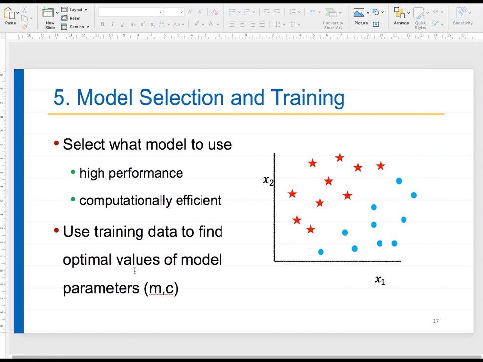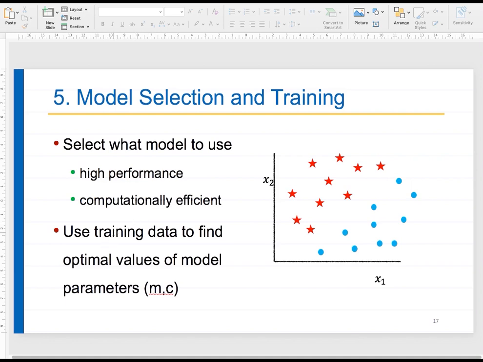Different models have got different trade-offs. Some models are easy to train but low in performance. Some are very high in performance but they need huge amounts of data for training, let's say neural networks. Some will give good performance but are very time consuming, a lot of processing is required, so you cannot use them on your mobile phone, let's say. If you want to deploy it on your mobile phone, it will not be possible. So you have to find models which are high in performance and computationally efficient. This might be some criteria.